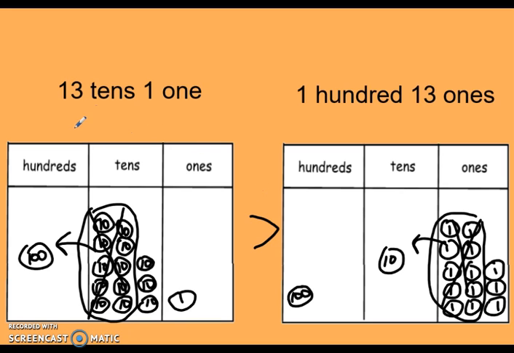I could also write these numbers out. So 13 tens 1 one is 100, 3 tens, and 1 one, which makes the number 131. 113 ones is 100, 10, and 3 ones, which is the number 113. And 131 is greater than 113 because in the tens place, 131 has a 3 and 113 only has a 1.